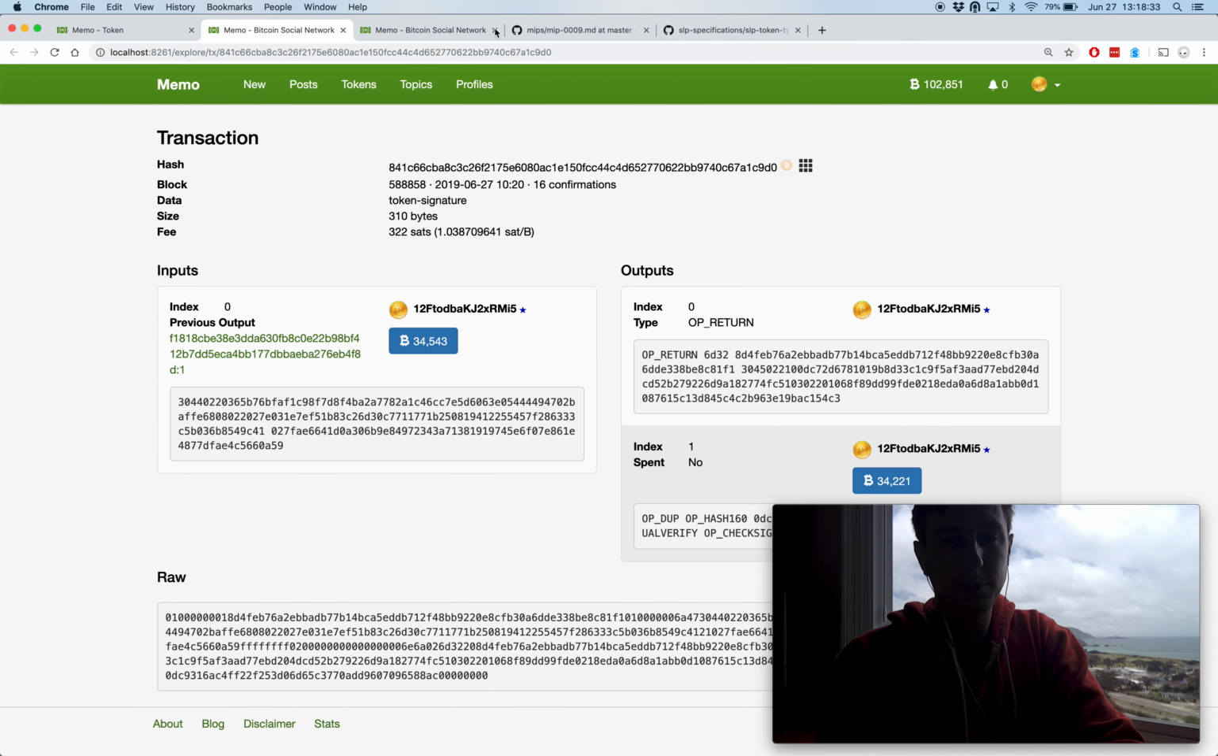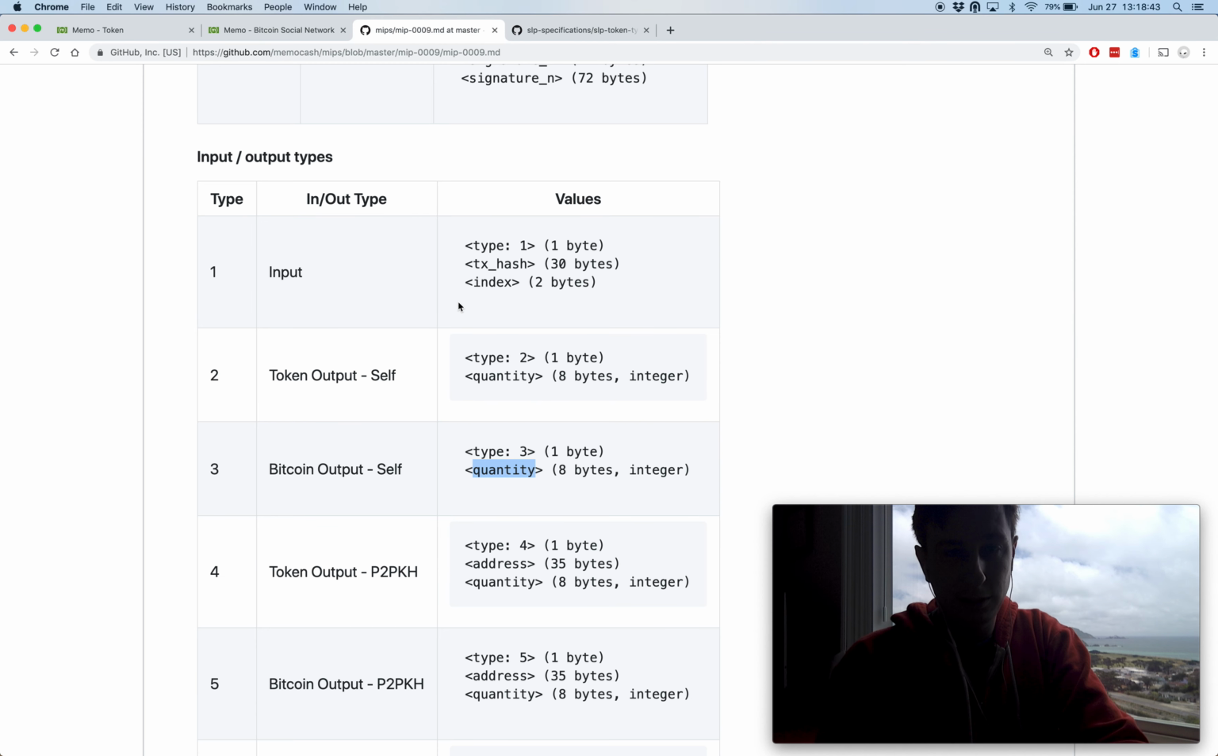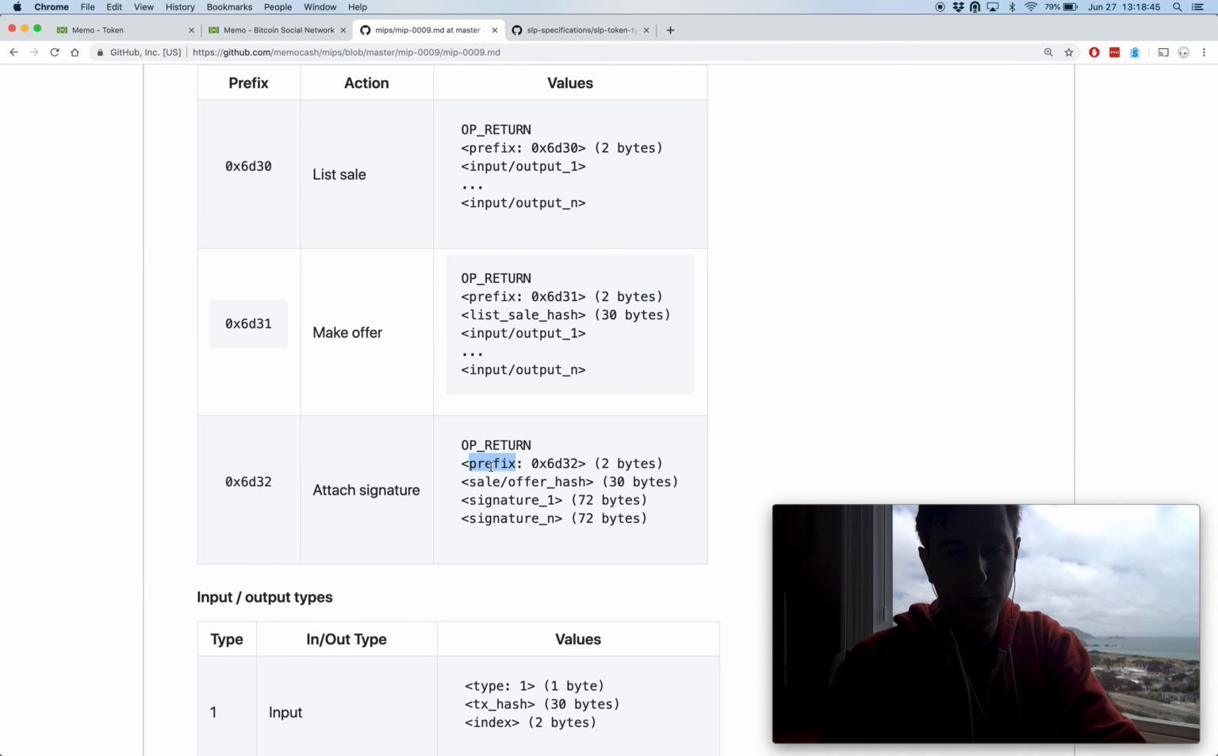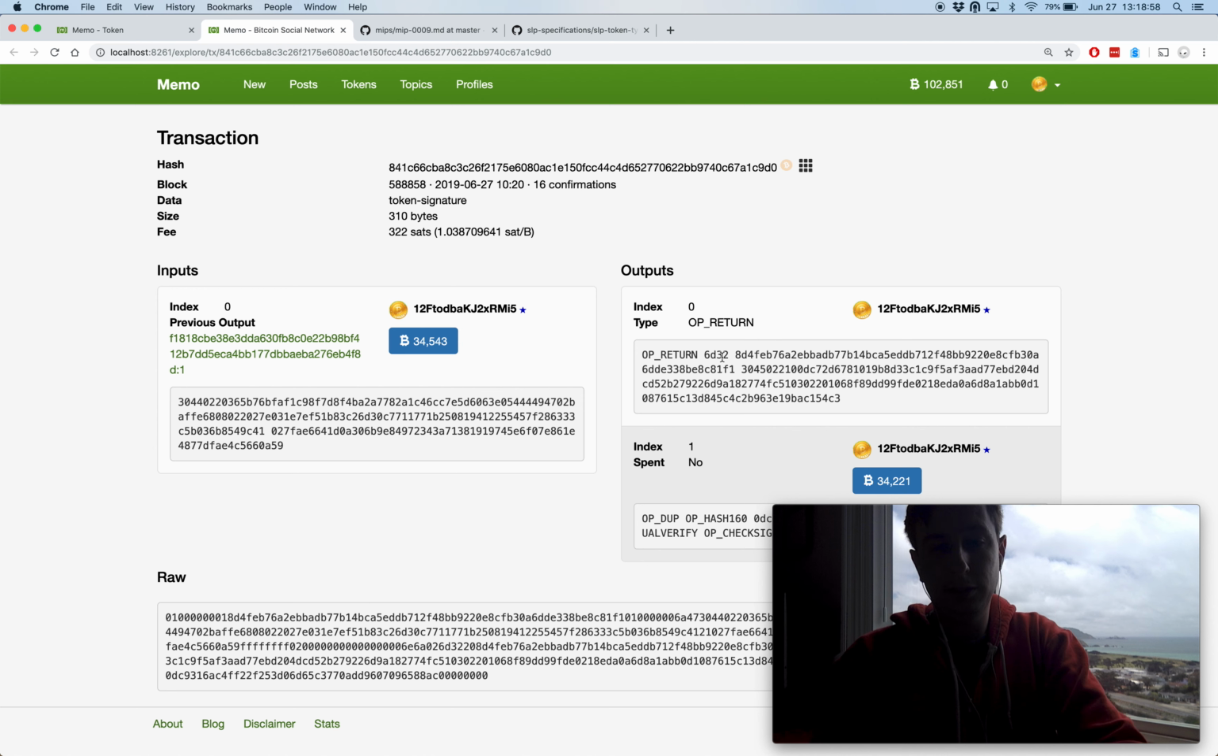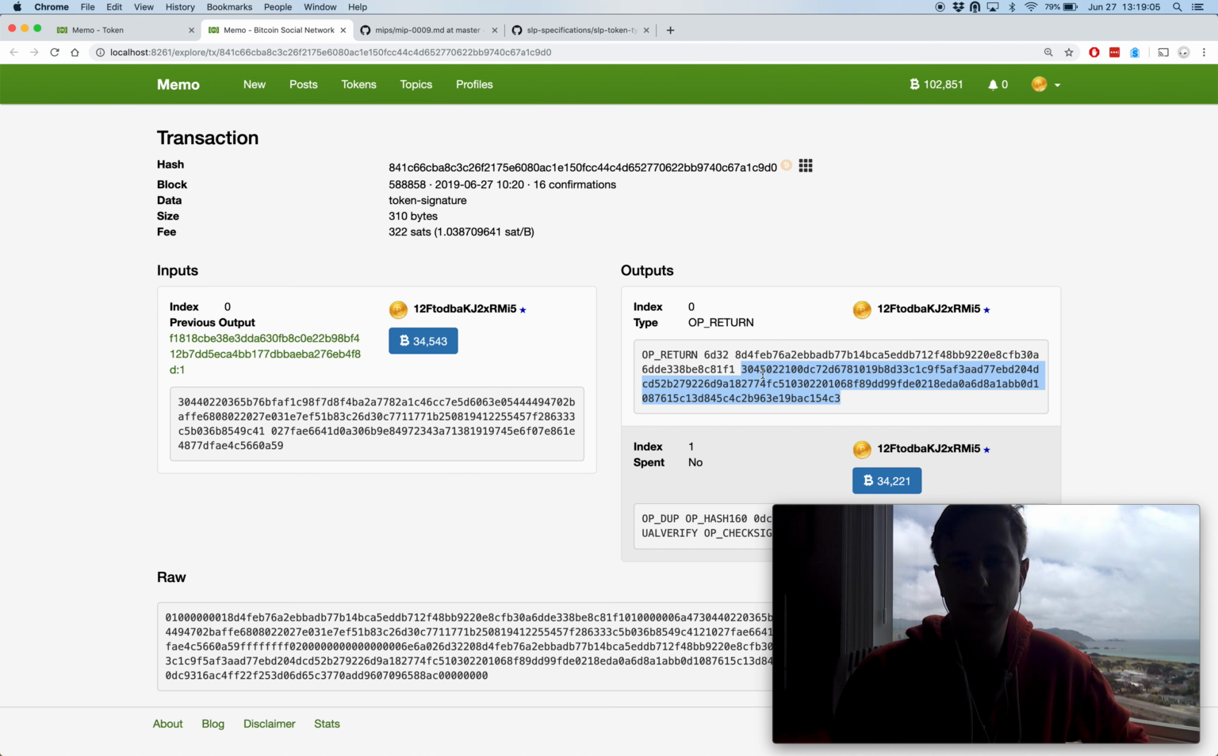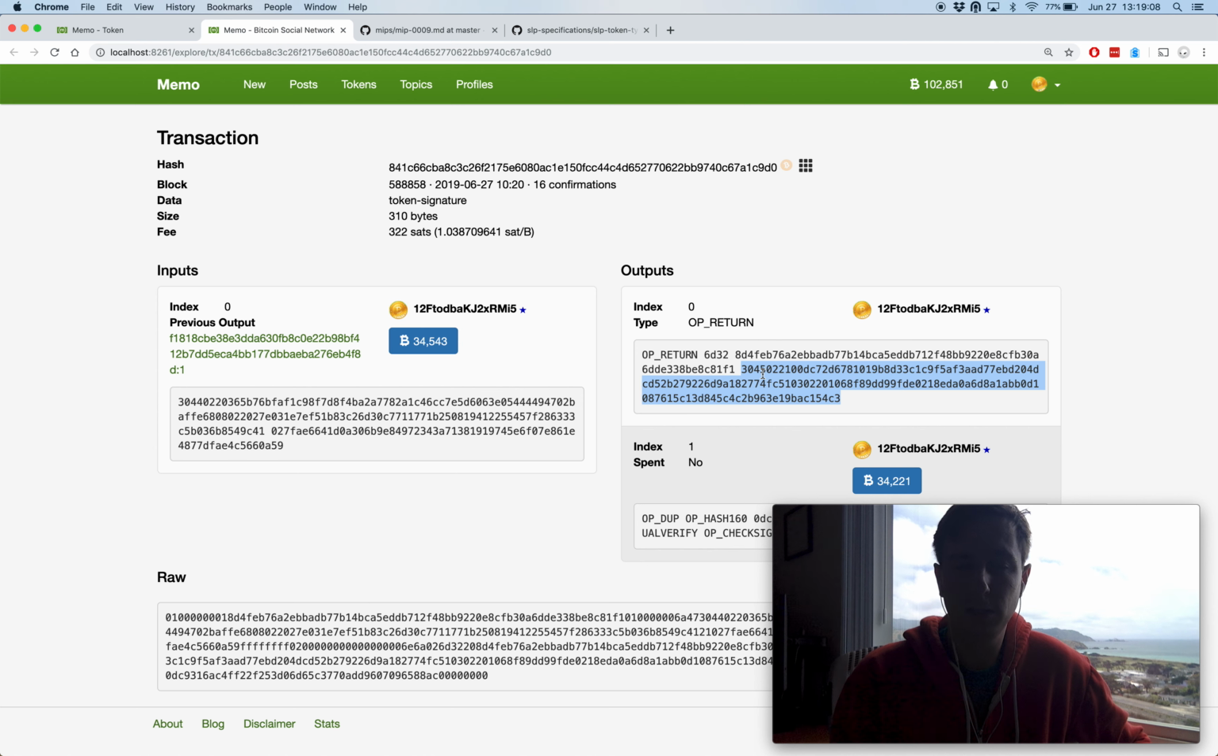And then to make it an instant buy, you've got to put your money where your mouth is, which in this case means attaching a signature to your offer. So 6032, you put the prefix, then the listing hash, which is the hash of your 6030 transaction, and then the necessary signatures. So this is 6032, a reference to the offer hash, and then this is a special sig hash, single sig hash, anyone can pay signature.